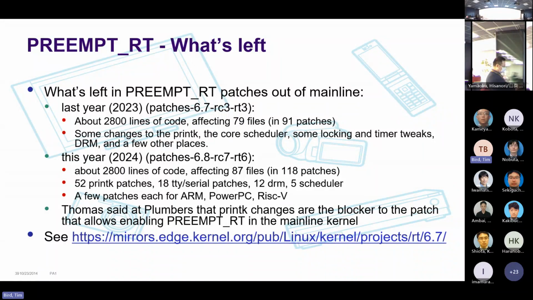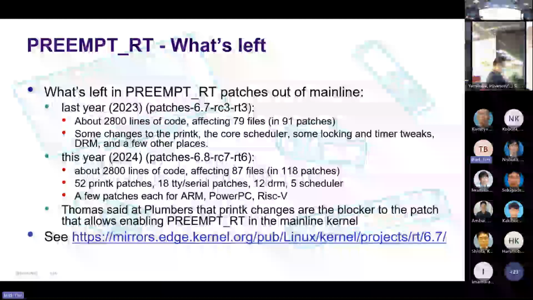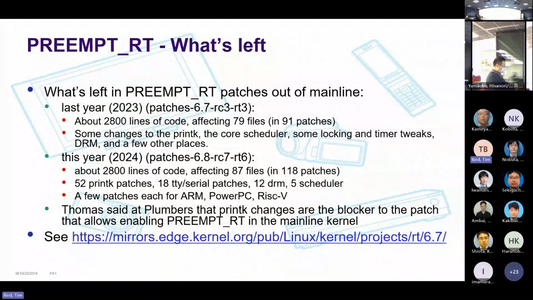But Thomas Gleixner said at Plumbers, this was in September, that the printk changes are the ones that are kind of the blocker. And then as soon as the printk changes are in, that will basically declare that you can now enable preempt RT in the mainline kernel. So if you want to go look at those, you can go look at that. But it's getting very close.